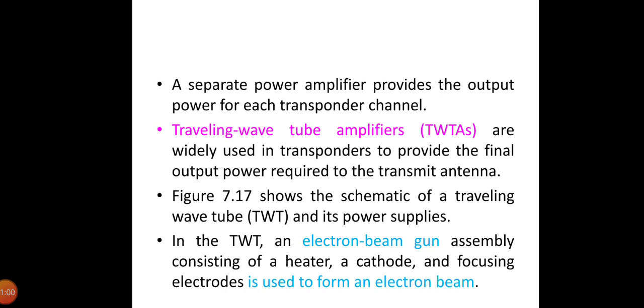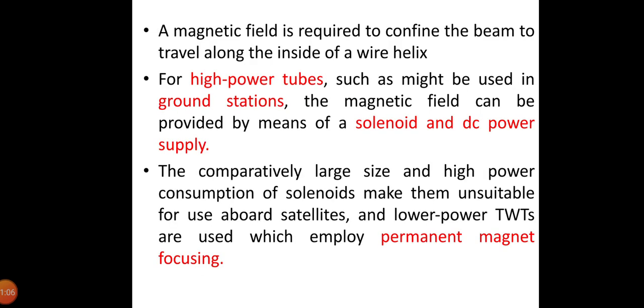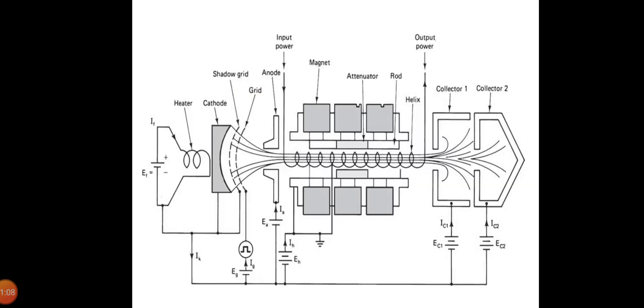Traveling wave tube amplifiers are widely used in transponders to provide the final output power required to the transmit antenna. Here you can see the diagram of a traveling wave tube and its power supplies. In the traveling wave tube, an electron beam gun assembly consisting of a heater, cathode and focusing electrodes is used to form the electron beam, as you can see in this figure. A magnetic field is required to confine the beam to travel along inside the wire helix.